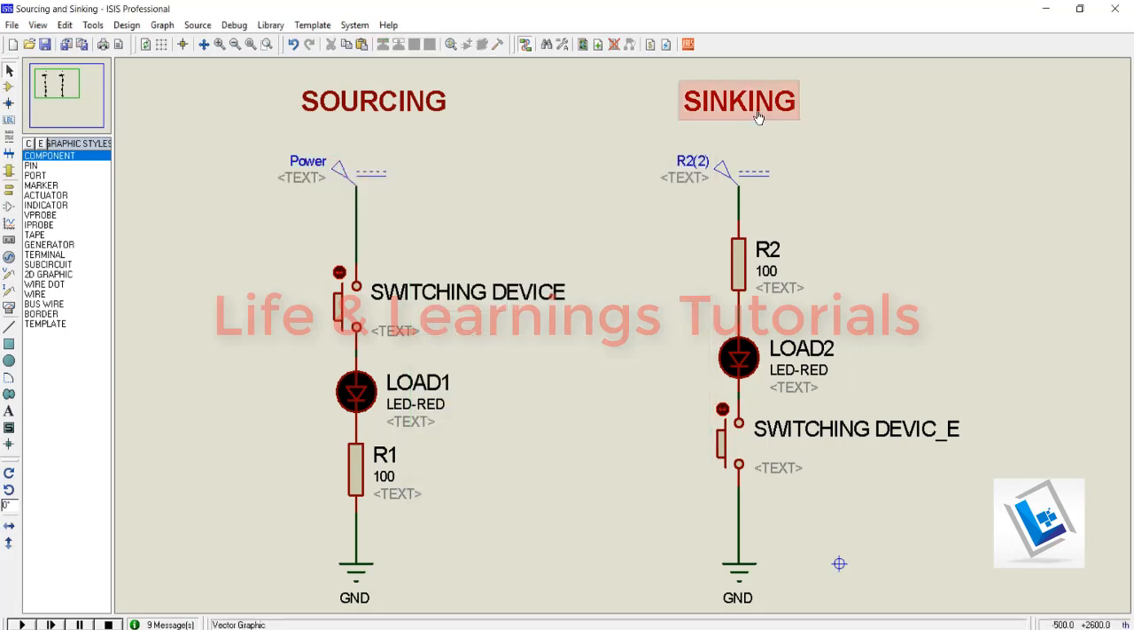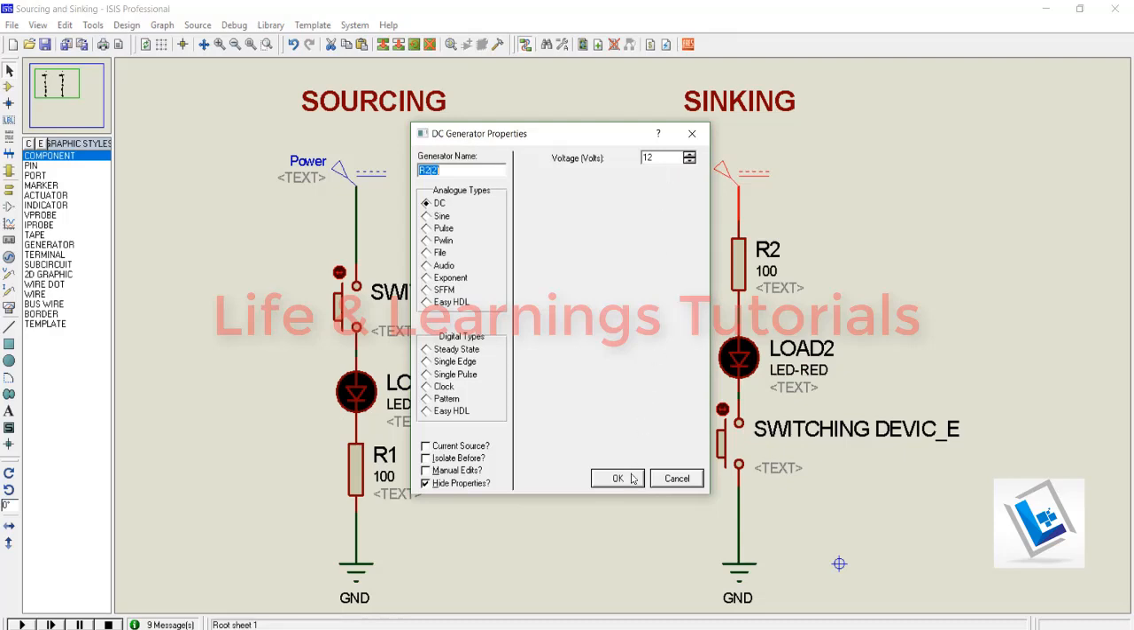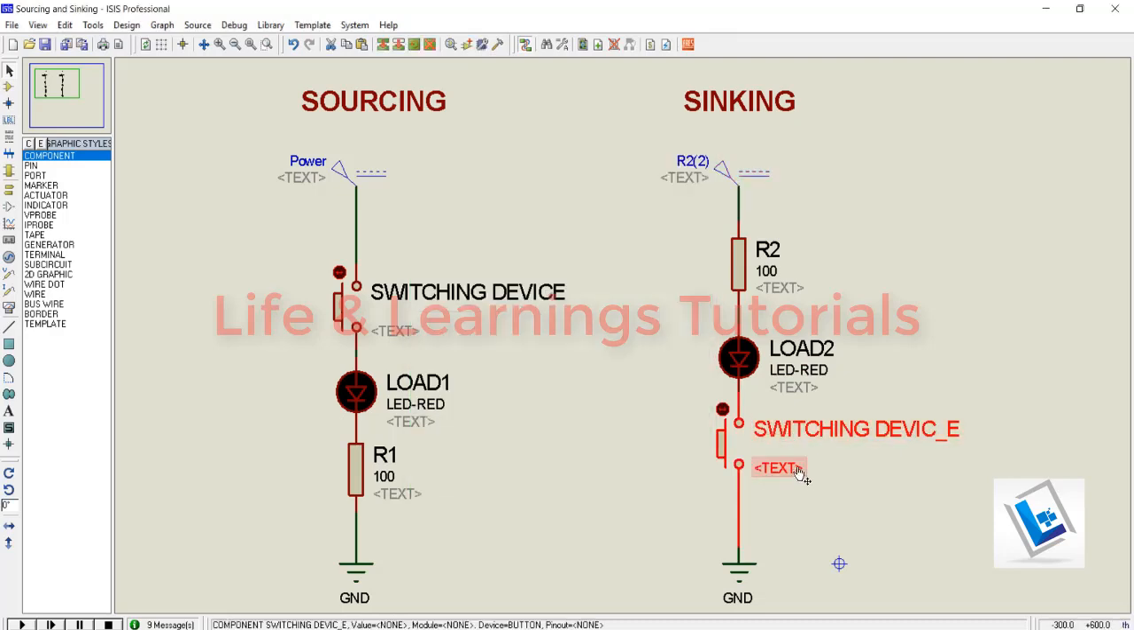And you can see I have this power source of 12 volt, or it can be any power source of required voltage. In the second configuration, which is sinking, the load is connected to the power source permanently, which is also a 12 volt source here. And this switching device is going to control the path from this load to the ground. So this is the major difference between sourcing and sinking. In the sourcing, the switching device will make and break the path between the power and the load, and in the sinking, it will provide a path between the load and the ground.